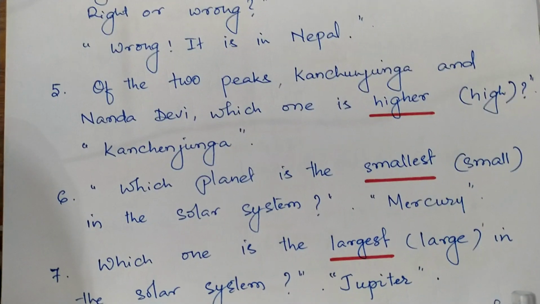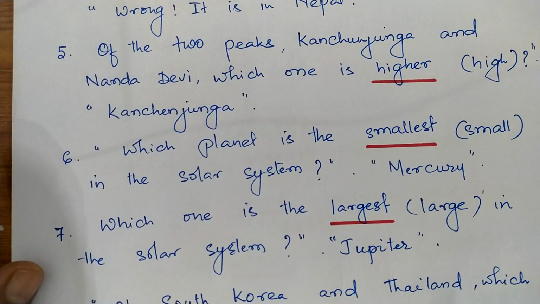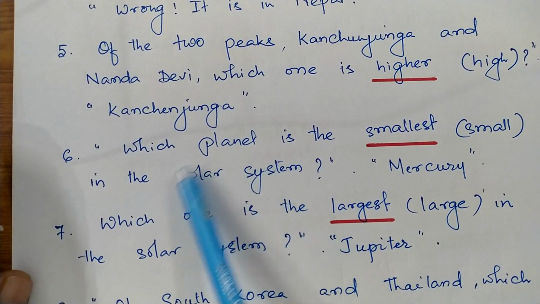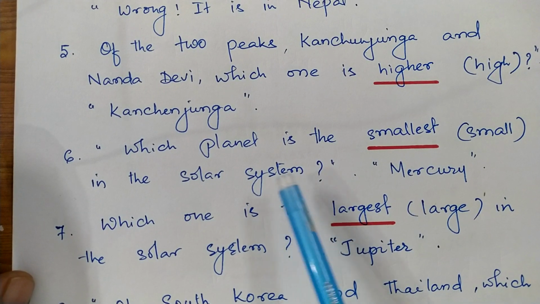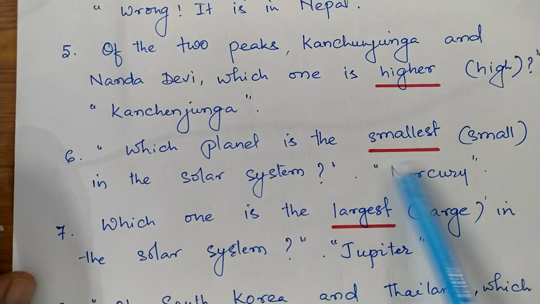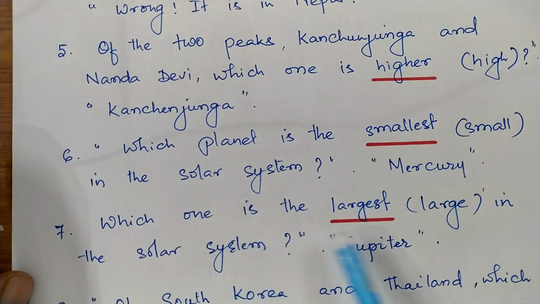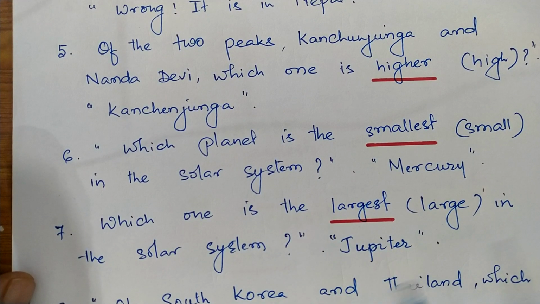Number 6. Which planet is the dash small in the solar system? Now in the solar system we know there are many planets, so we will use the superlative degree smallest. Which one is the largest in the solar system? Jupiter.